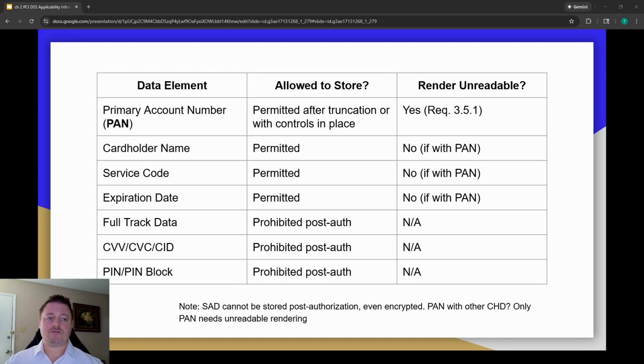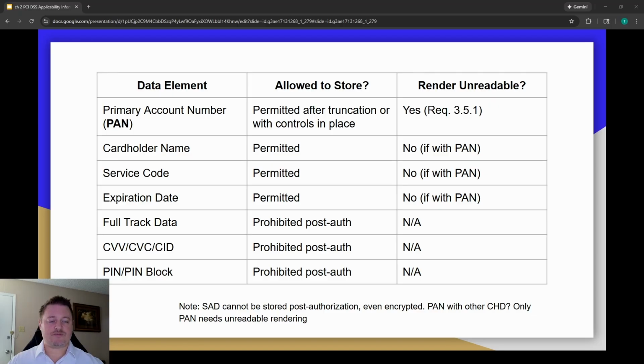Now, this table represents what can be stored, and if you can store it, then you must render it unreadable. Primary account number is only permitted after truncation or with controls in place. And yes, you must make it unreadable. Now, the cardholder name, the service code, and the expiration date are permitted to be stored. And you don't have to render them unreadable, but you do need to encrypt them if you're transmitting them from your site to a bank. The same applies to the full track data, the CVV, and the PIN.